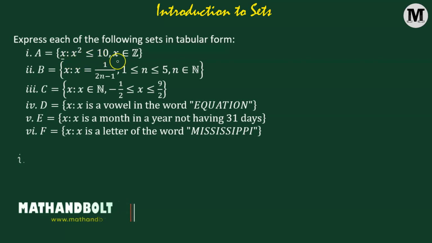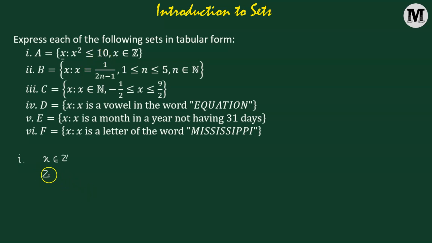equals to 10 and x belongs to the set of integers. That means we have to list out all the elements belonging to the set A with the condition that x must be an integer. So we'll only pick up integer values first, and the way we choose the integers is very important. The integers must be such that when we square those values, it must be less than or equals to 10.